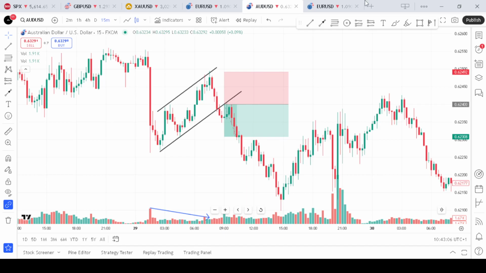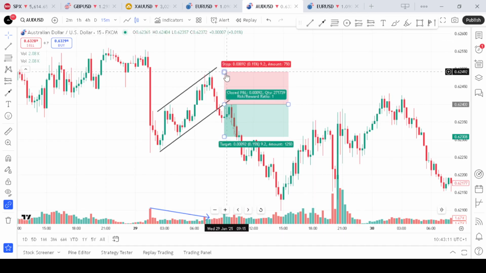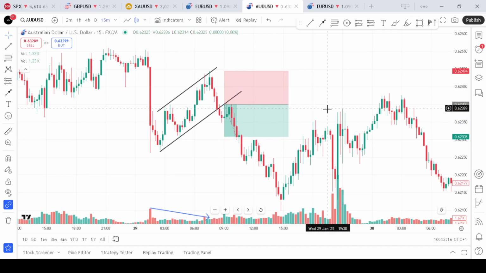Remember to always set your stop loss. Place your stop loss order above the highest level of the flag, above the highest point of the flag. This is where you set your stop loss level.